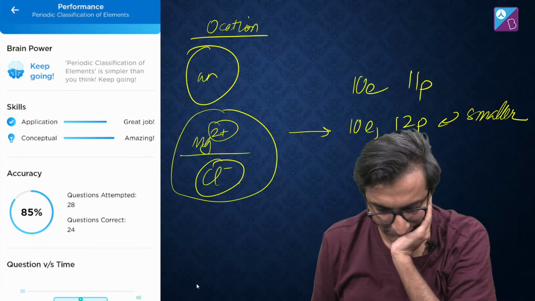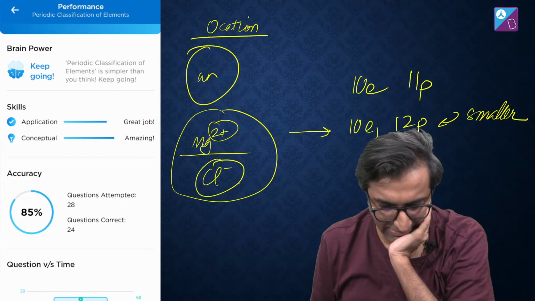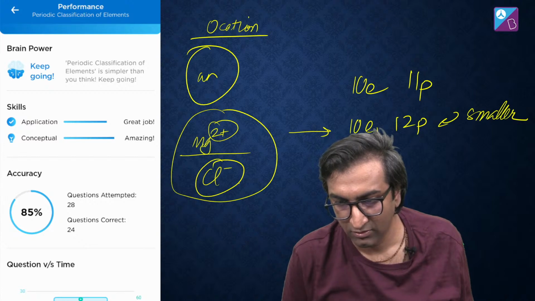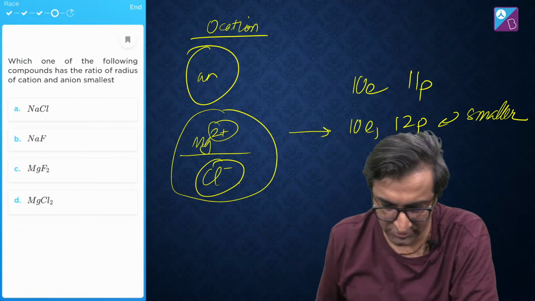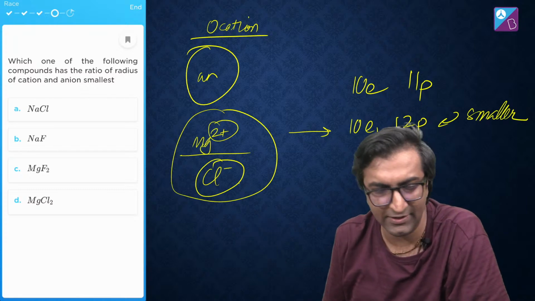Naman, previous question. What do you mean? Were you talking about this? Okay, you can't see my screen. You will see my screen now. This is the previous question. Yeah? Or you're talking about that Fajan's rules one.